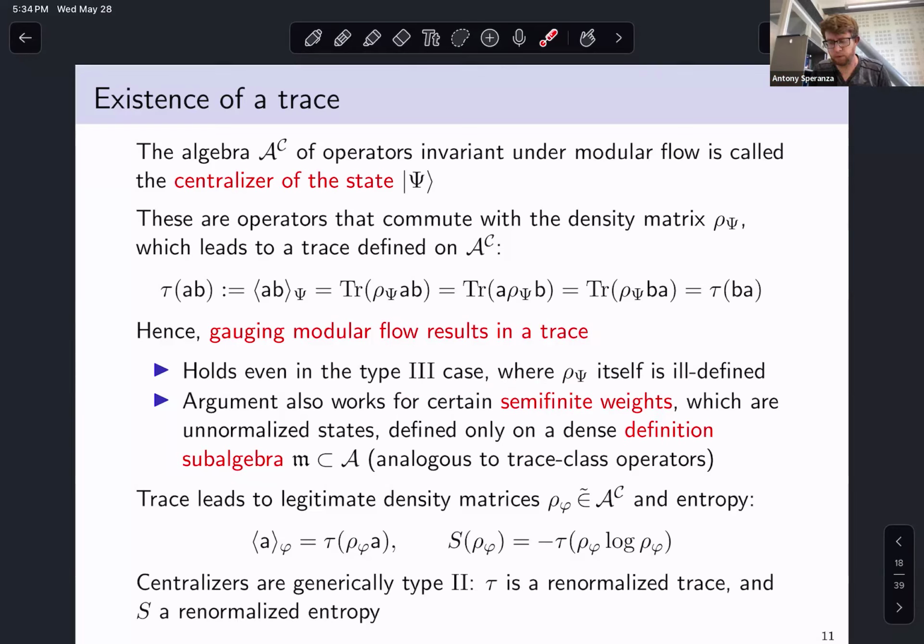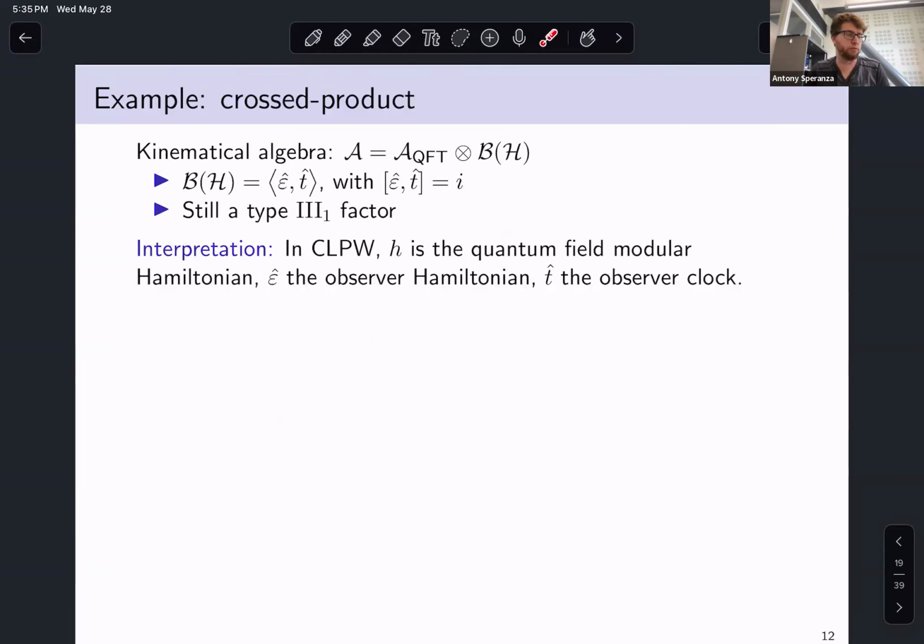Okay, so this argument says that we have a renormalized trace, and these traces lead to density matrices, so you can again compute these entropies here. And somewhat generically, centralizers for type 3 algebras tend to be type 2. So this is this renormalized trace on a type 2 algebra, where this entropy again is interpreted as a vacuum subtracted entropy. One example, the first example in this subject, was explained by Witten: this cross product example. And so it's somewhat instructive to see how this works in that case.